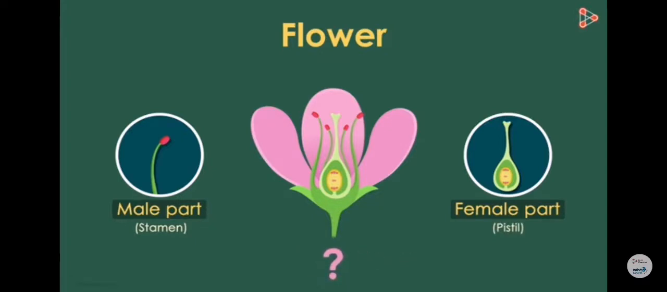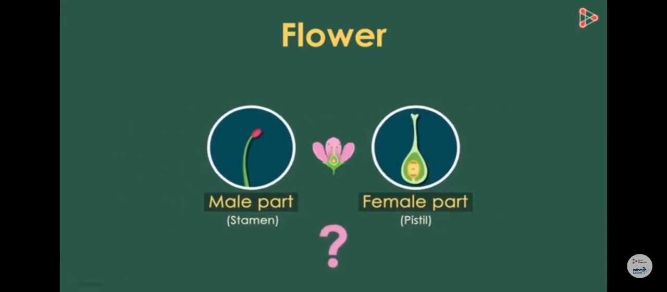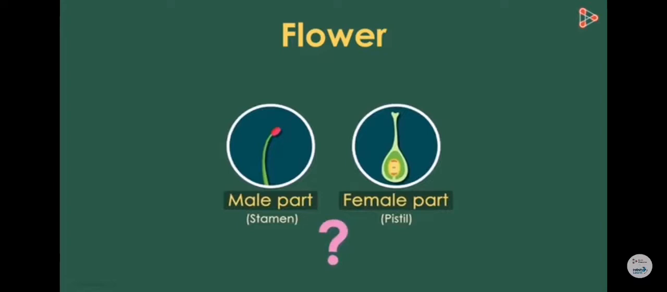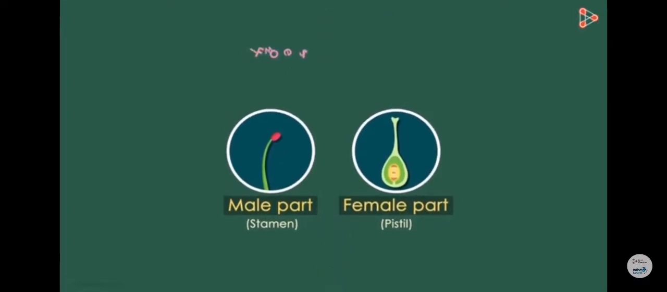Now let's get to know how exactly the process occurs. Let's learn about it in detail. But before that, tell me one thing. Do all flowers always possess both the floral parts together? Some of them do. What do we call the types of flowers which possess both the male and the female floral parts together? Flowers which contain both stamen and pistil together are called bisexual flowers.